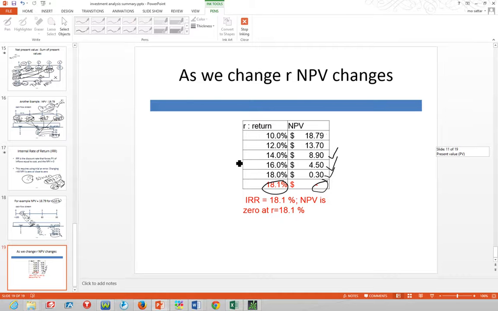So by trial and error, we are calculating the R at which NPV is 0, and that R is called IRR. So the IRR for this project is 18.1%. Okay, that's what it means.